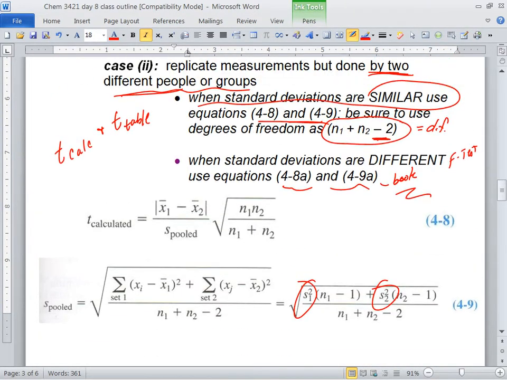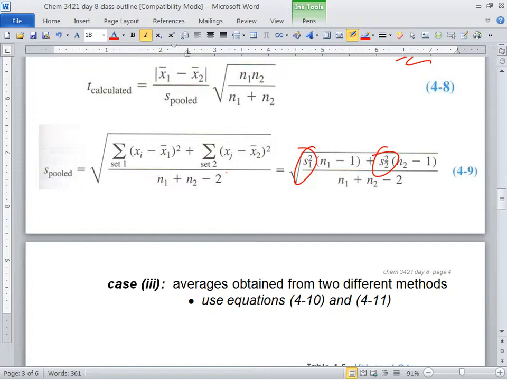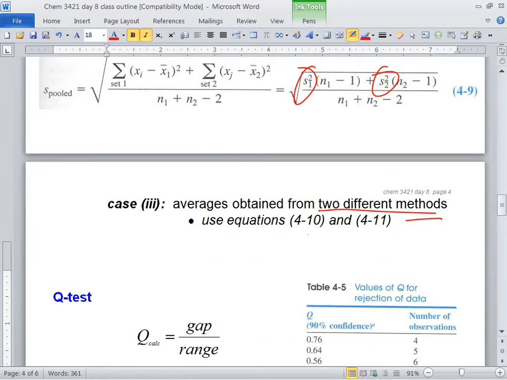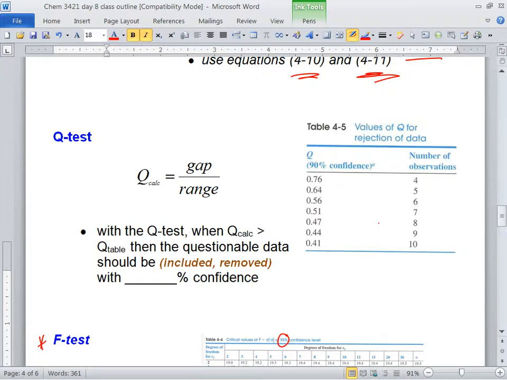And then there's case 3 for replicate measurements, averages from 2 different methods. So not 2 different people anymore, 2 different methods. Heck, I don't even have the equations written here. So we look up in the book, it'd be equations 4-10 and 4-11. They must be getting so grotesque, so long, that I think you're not going to see it on a quiz or anything. It's just something to be aware of. But the rest of it I think you could see.